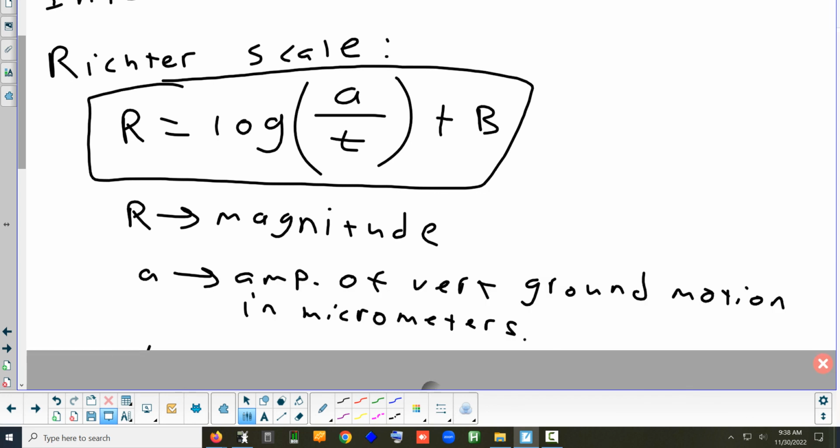A is the amplitude of the vertical ground motion in micrometers. I don't know how they measure that. They must have some tool or instrument that measures it. I know they use seismographs. You can measure earthquakes. I don't know if that's the tool, but A measures some type of movement.